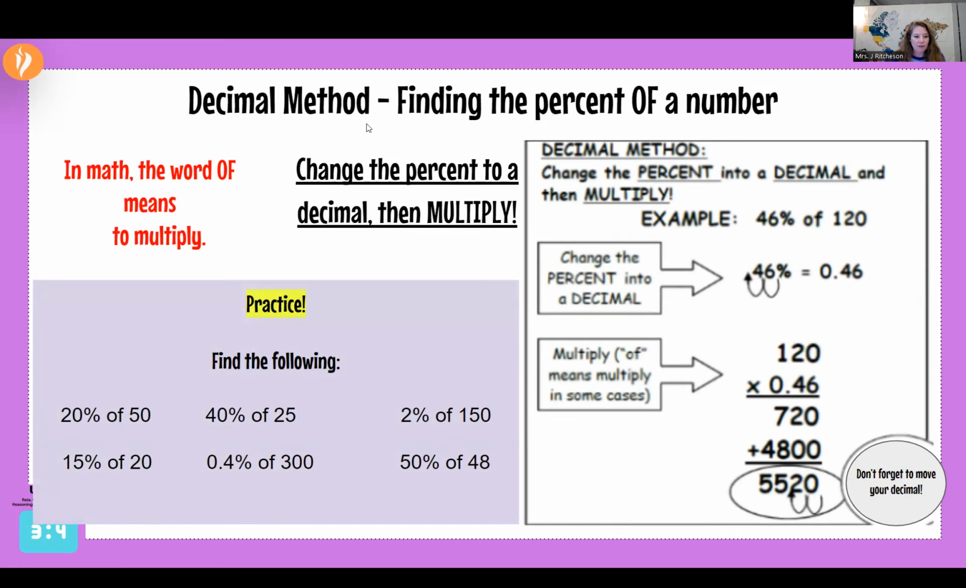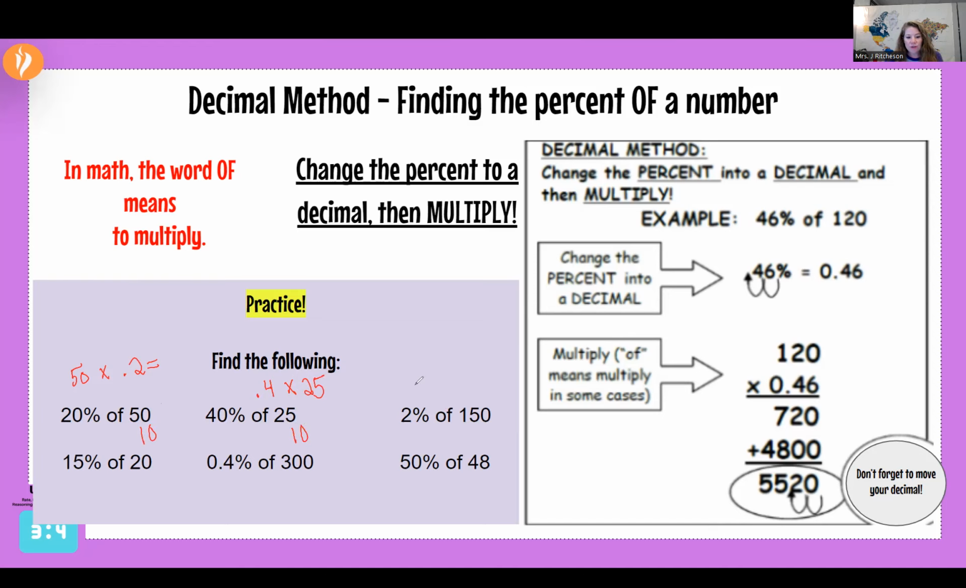All right, so on the first one, you should have multiplied 50 times 0.2. And I don't mind if you guys are using a calculator for this. So 50 times 0.2 is going to be 10. So 20% of 50 is 10. The next one, you should have multiplied 0.4 times 25. So 0.4 times 25 is also 10.